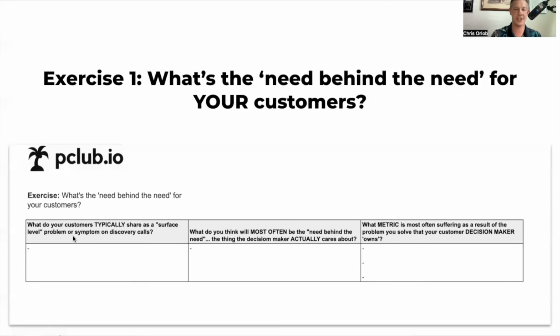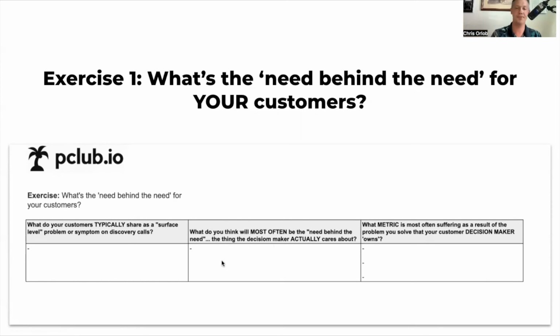And what you'll see in this exercise is 3 columns. In the first one, you're going to answer: what do customers typically share at the beginning of a discovery conversation that is surface level, right? It might be a surface level pain. It might be a symptom of a deeper problem, or they might even express it in terms of a desired solution rather than a problem at all. So write it down. What do customers typically start sharing that you need to dig into and peel back the onion on?